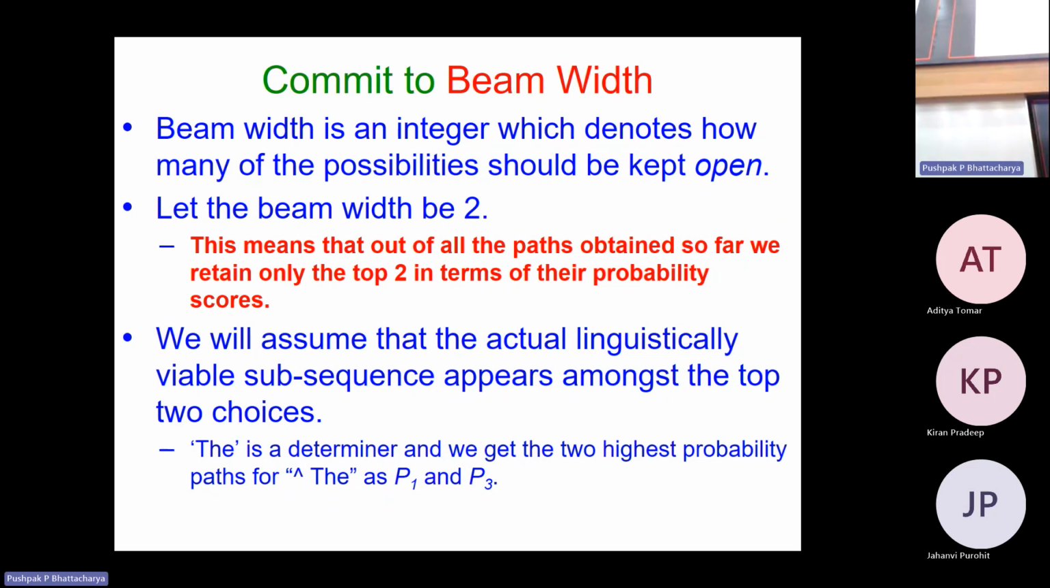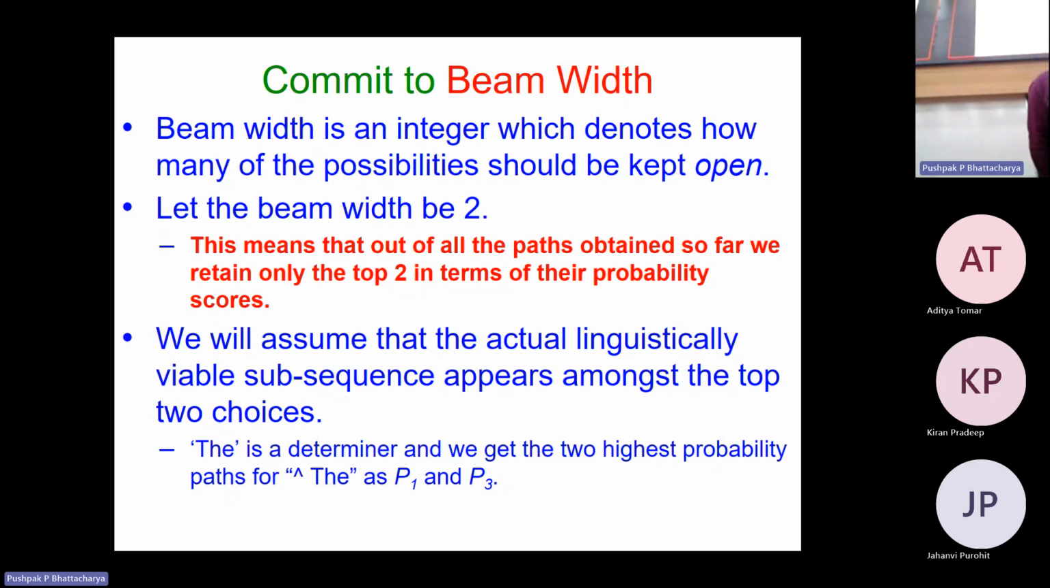Okay, if our probability values are good, estimated from the data, and the exponential maximum entropy Markov model or conditional random field is a powerful algorithm, then we'll most likely get accurate paths most of the time. So I retain the top two paths. We'll assume that the actual linguistically viable subsequence appears amongst the top two choices. This is for the purpose of explanation and illustration. We are saying that our probability values are so good that linguistically correct partial paths come to the top.